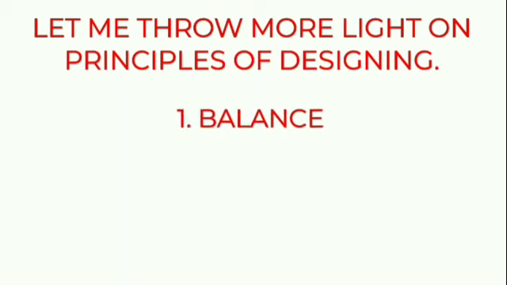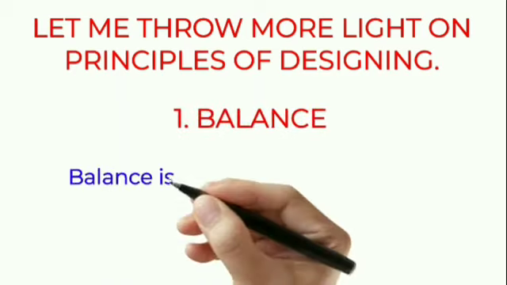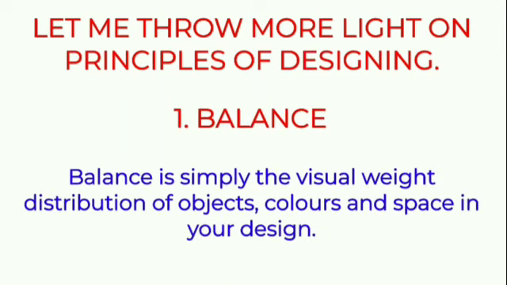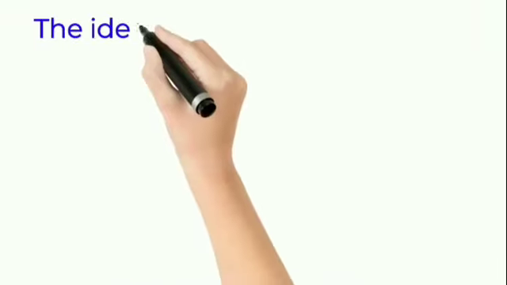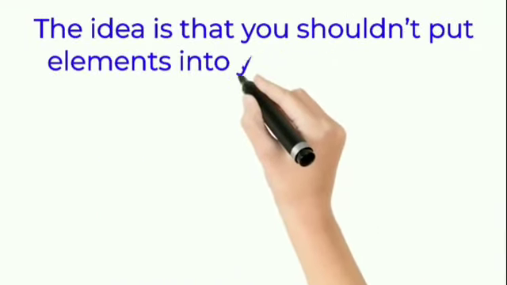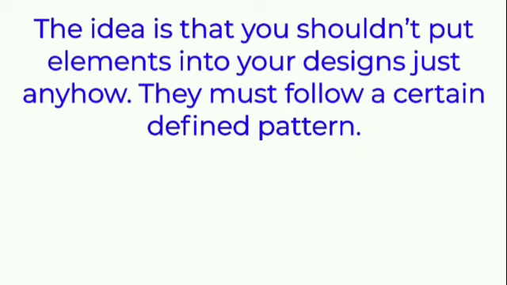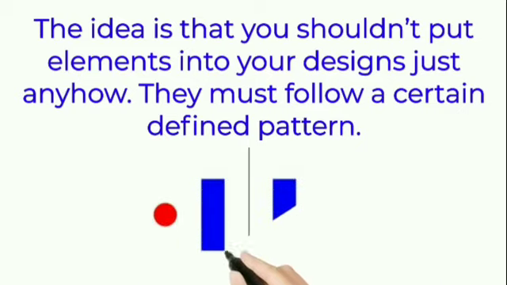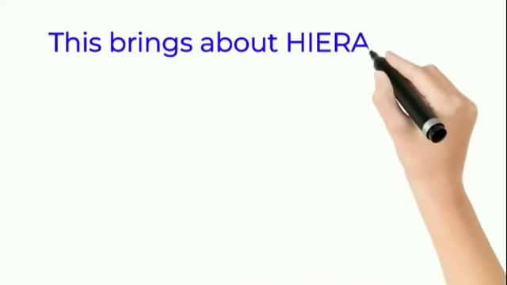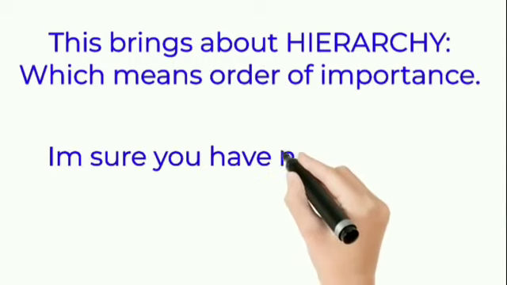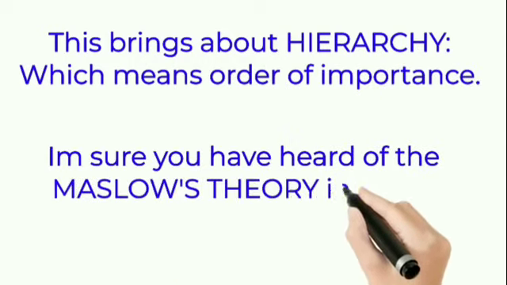One. Balance. Balance is simply the visual weight distribution of objects, colors and space in your design. The idea is that you shouldn't put elements into your designs just anyhow. They must follow a certain defined pattern. This brings about hierarchy, which means order of importance. I am sure you have heard of the Maslow's theory in social studies.